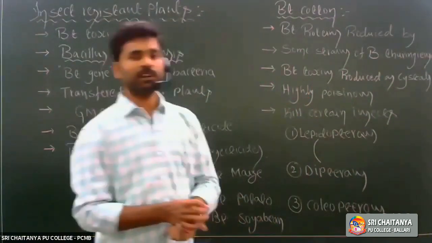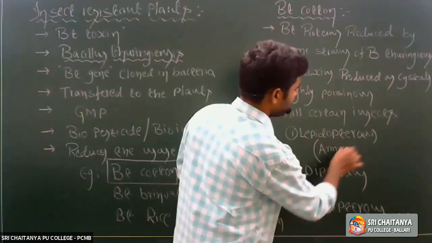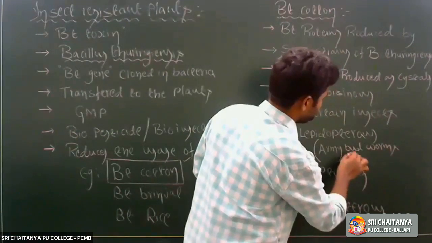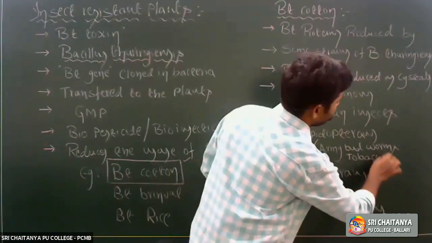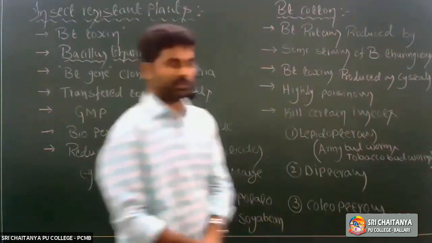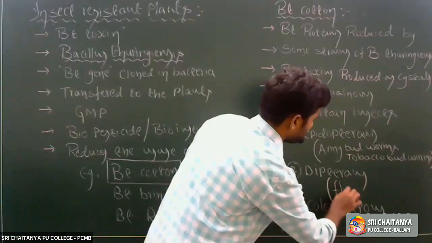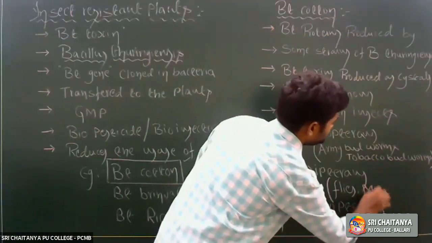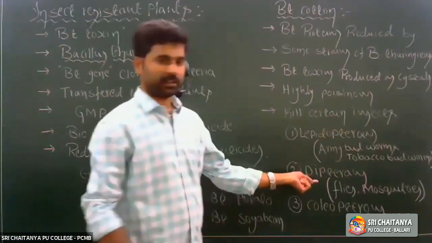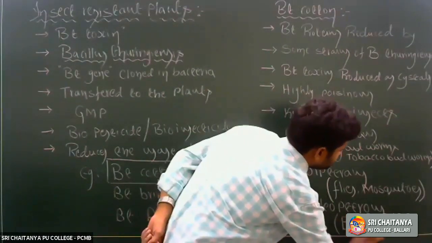For example, what type of insects come under lepidopterans? Army budworms and tobacco budworms. Both of them come under lepidopterans. Then dipterans: flies and mosquitoes come under dipterans. And what about coleopterans? Beetles. So beetles come under coleopterans, right?